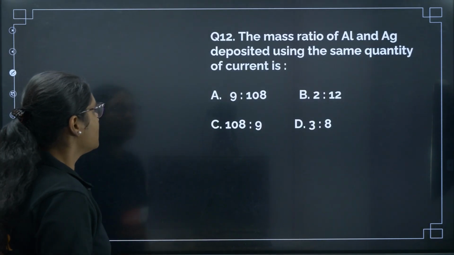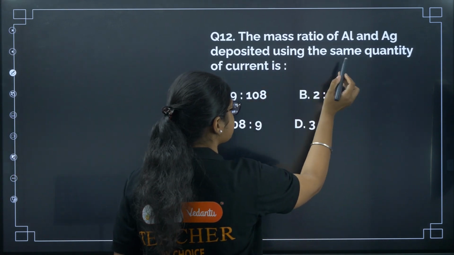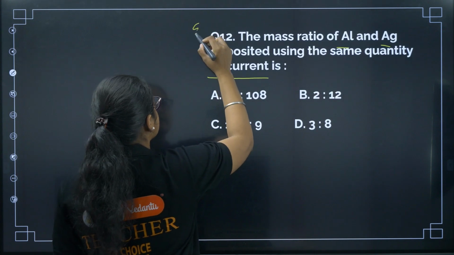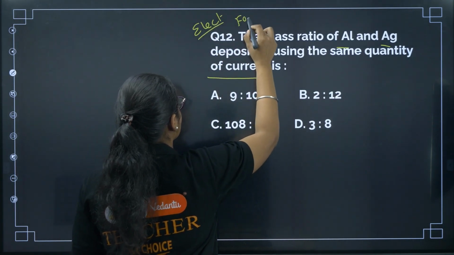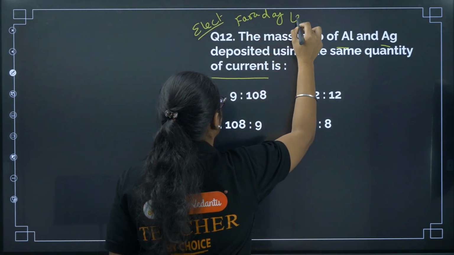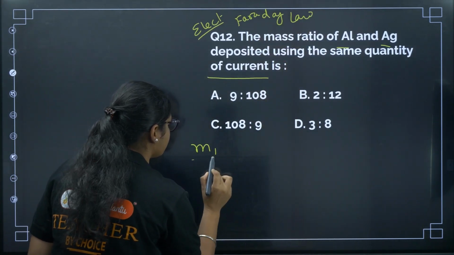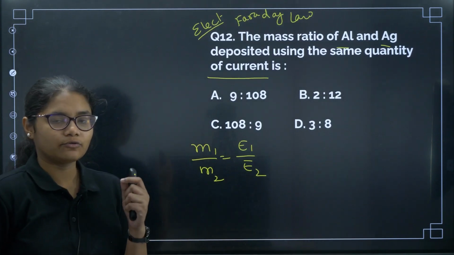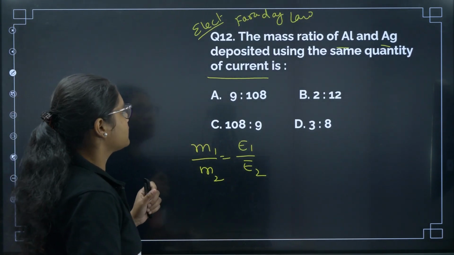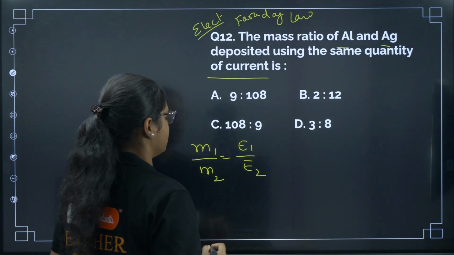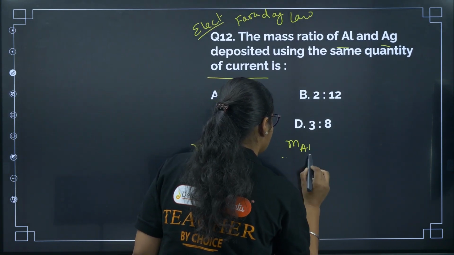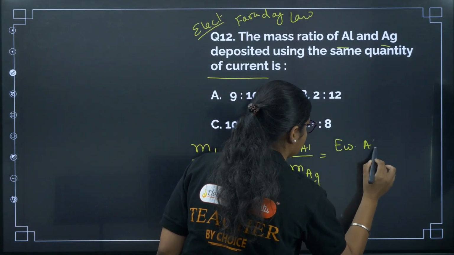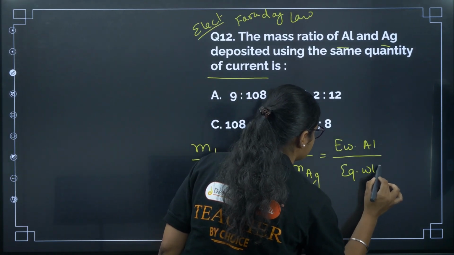Okay, next question. The mass ratio of aluminium and silver deposited using the same quantity of current. So this question is from electrochemistry, Faraday's law, right? So we have this formula, Faraday's second law is M1 by M2 is equal to E1 by E2. What is E1 and E2 here? Equivalent weight of 1 by equivalent weight of 2. So the question is asked the mass of silver and aluminium. So let us write mass of aluminium deposited by mass of silver deposited is equal to equivalent weight of aluminium by equivalent weight of silver, right?